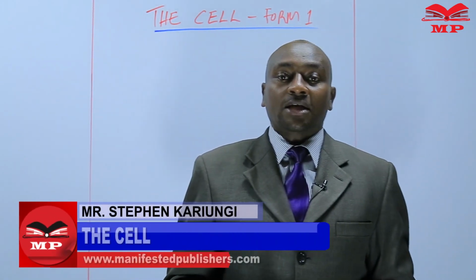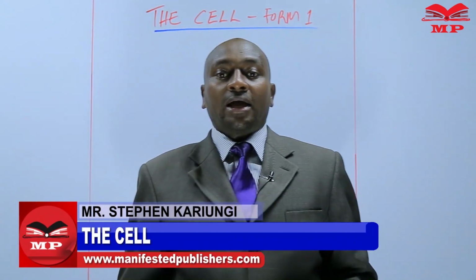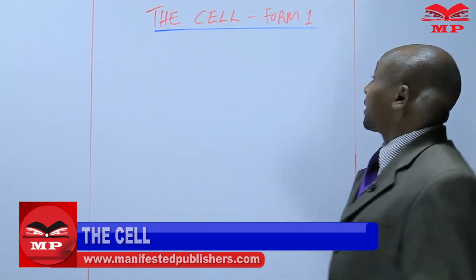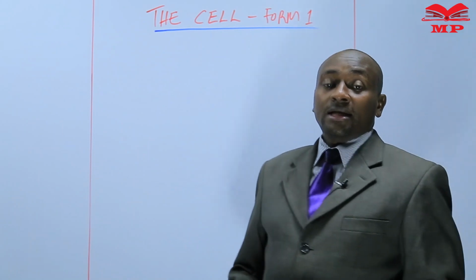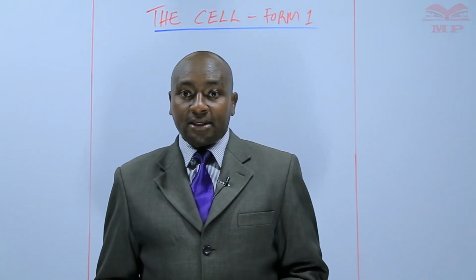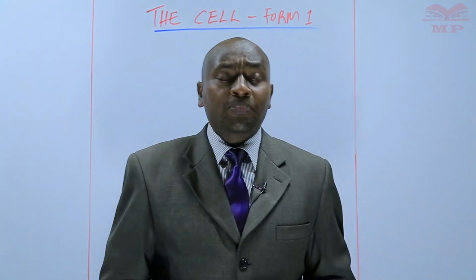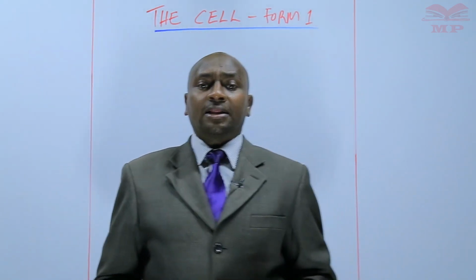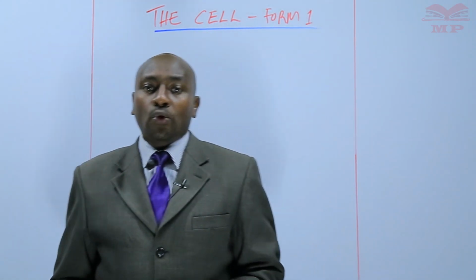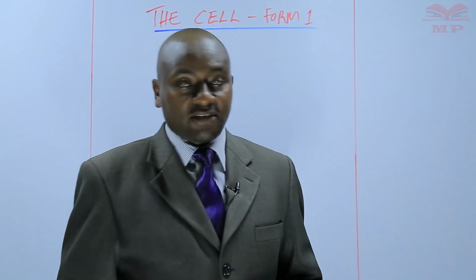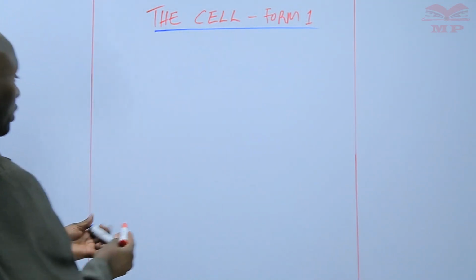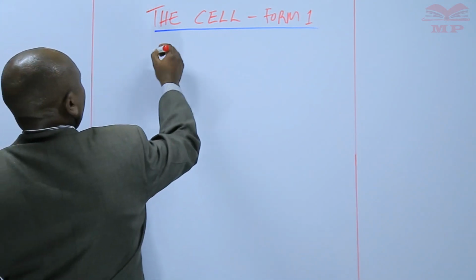Today we discuss Form 1 Biology and our topic of discussion is the cell. The cell is a topic in biology that is offered in Form 1. It is the third chapter. Now, the first thing before we look at the topic on the cell, it is important to understand the objectives of this particular topic. So we look at the chapter objectives.